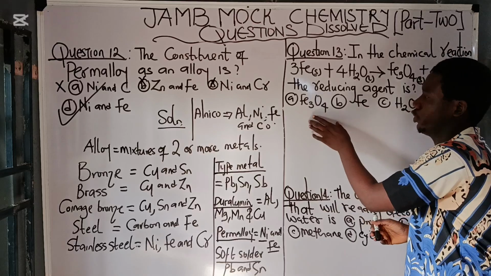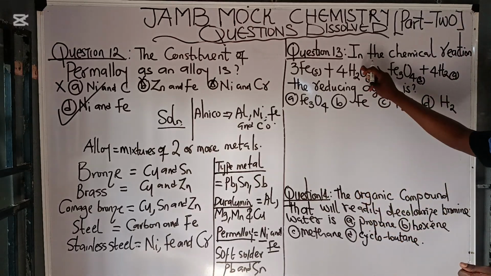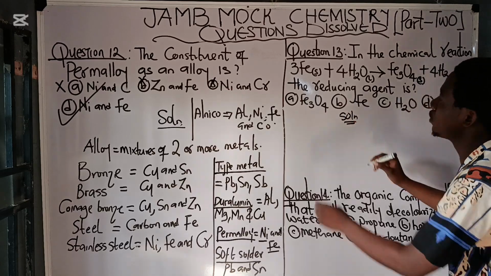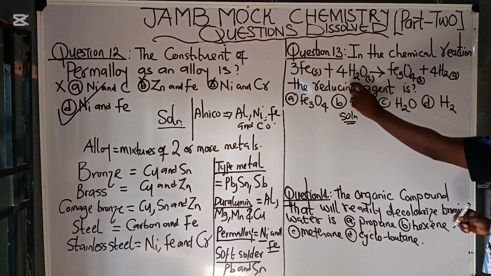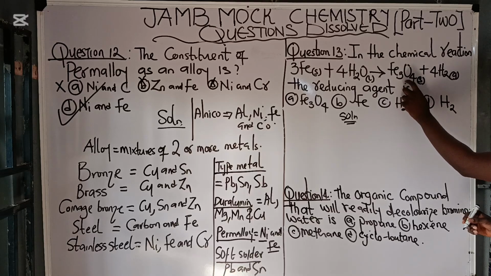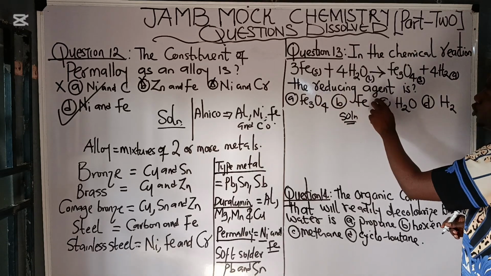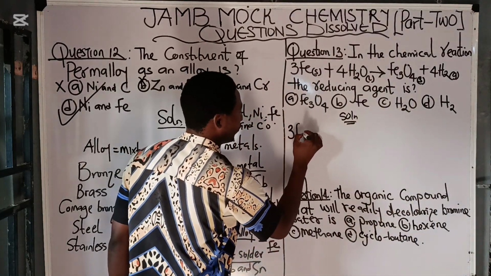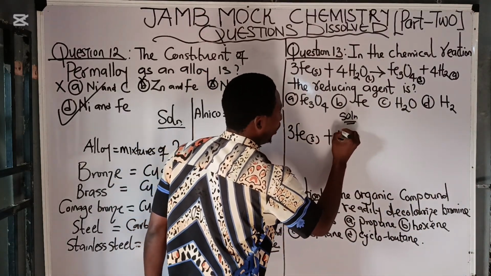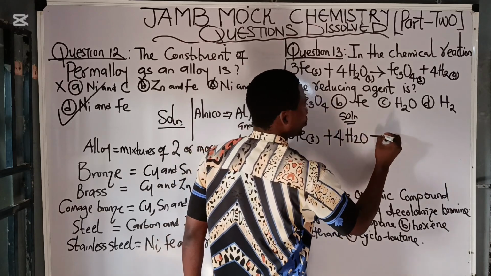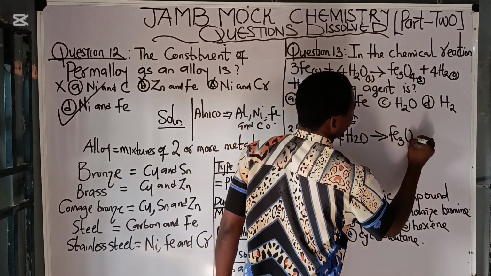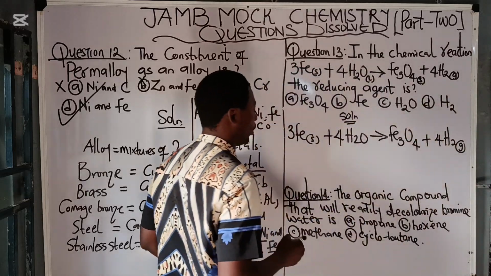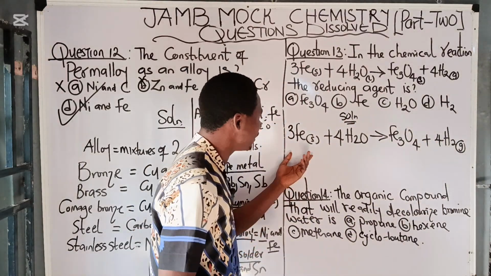Now let's take question number 13. In the chemical reaction between red hot iron and steam to give us iron 2 diiron 3 oxide and hydrogen, the reducing agent is what? Let's bring the chemical equation and look at it carefully. Now, iron reacting with steam to give us iron 2 diiron 3 oxide, which is a higher oxide of iron, plus hydrogen.